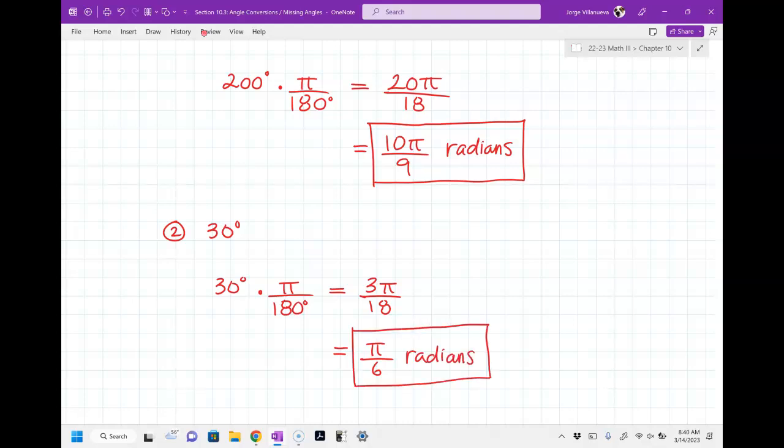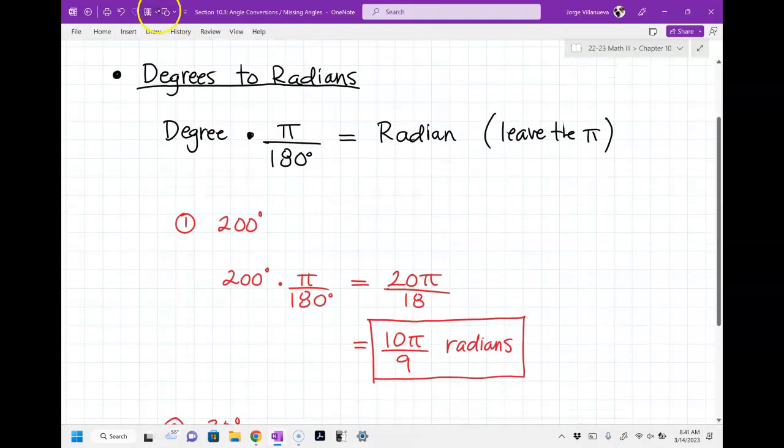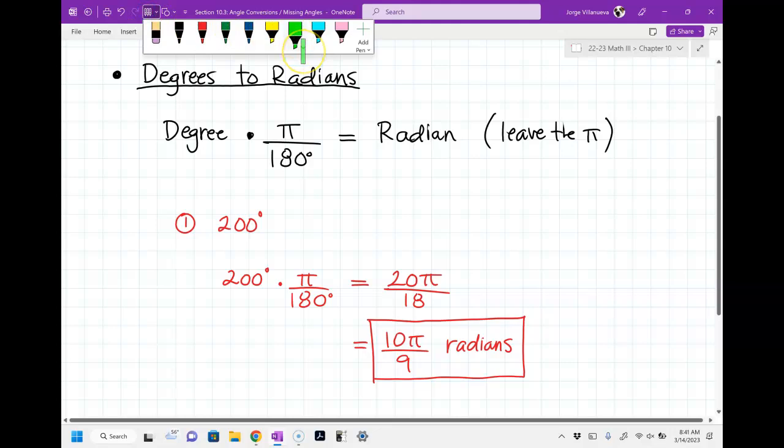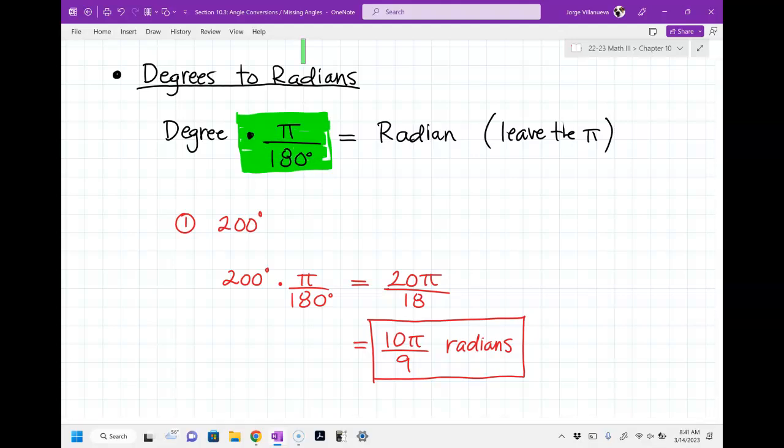So it's pretty easy, right? Just conversion. All you're doing is multiplying and reducing. It's nothing intense. Okay? Any questions on that one? So your formula, if I can highlight it, I guess, is going to be this thing right here. Okay, you're going to multiply by pi over 180. Okay, to change it from degrees to radians, you're going to multiply your degree times pi over 180. That's going to give you your radians.